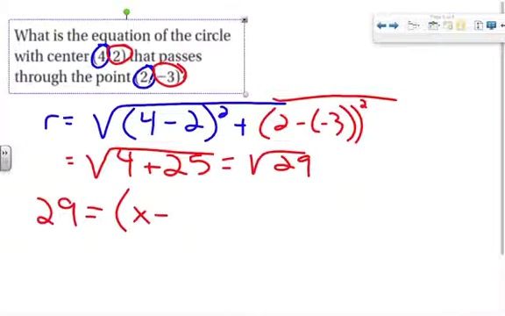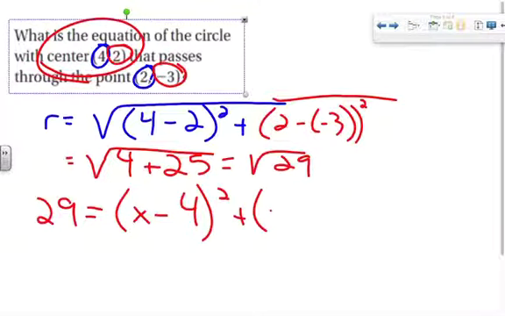I've got 2 points here. Which one am I using? The center. Make sure that you're using the appropriate point. It's this guy. So x minus 4 squared plus y minus 2 squared. And that's it, that's the equation.